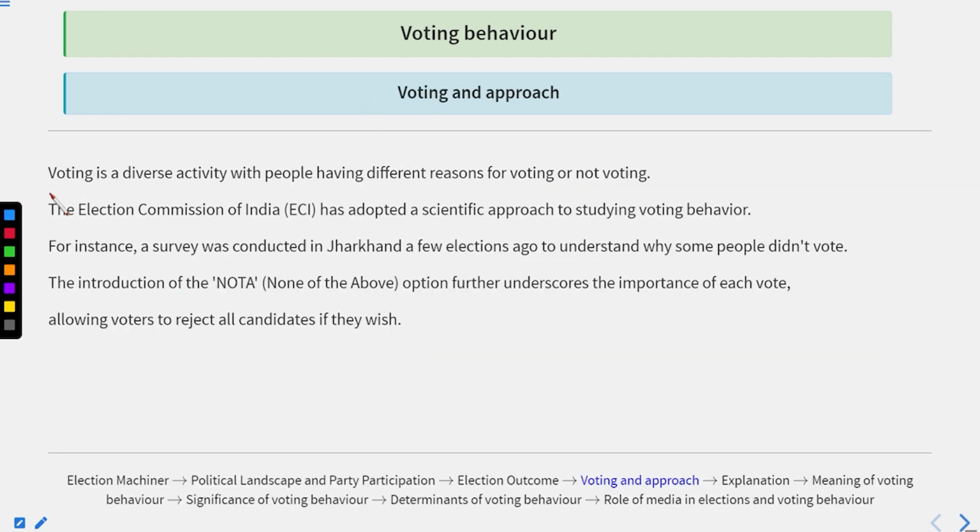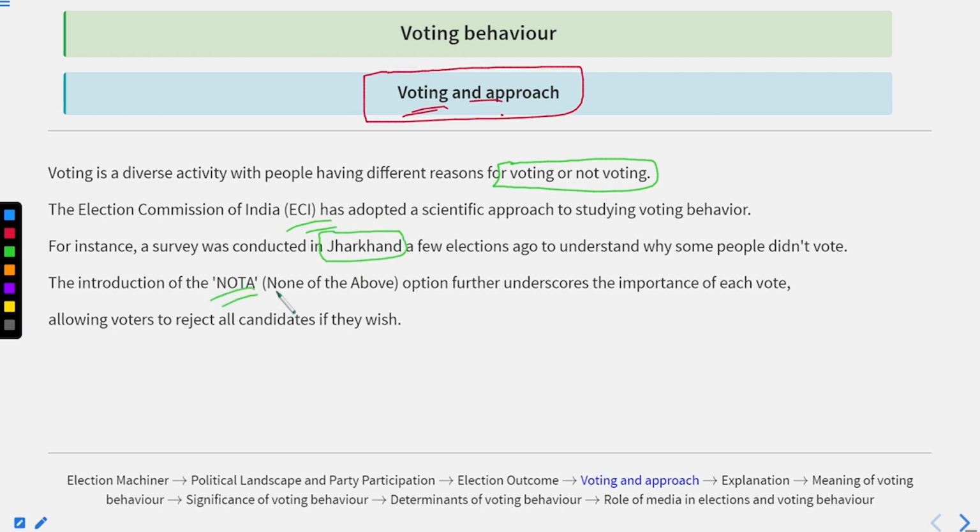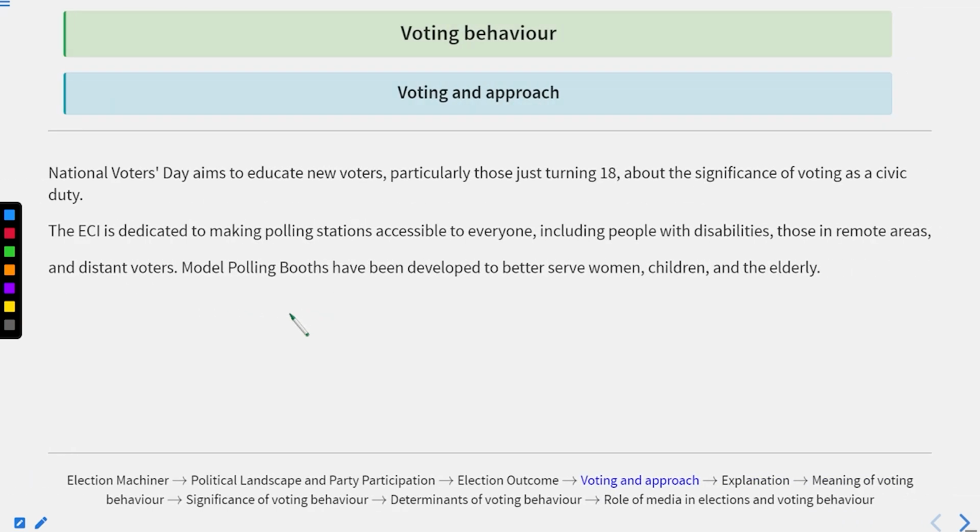So in the previous lecture, we discussed voting and approach. We discussed that people have different reasons for which they vote or do not vote. ECI has adopted a scientific approach to studying voting behavior, and this was done through Jharkhand. Then we discussed NOTA, None of the Above. It means that if a voter finds that no one in the given list is a fit candidate he wishes to select, then he could press the NOTA button.